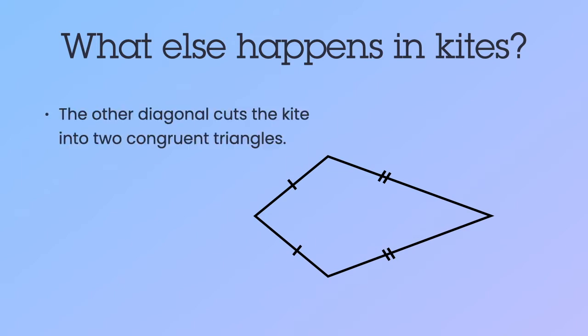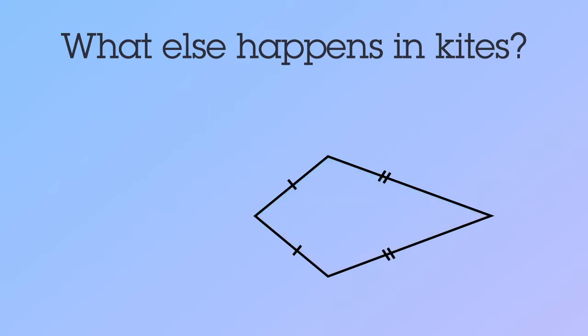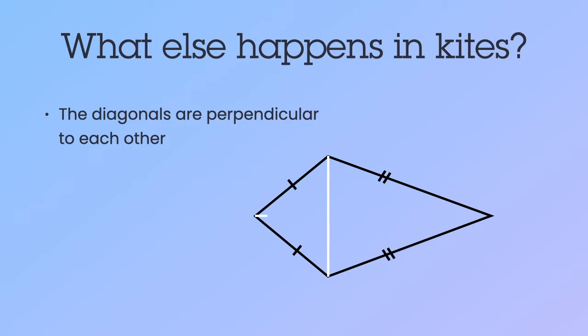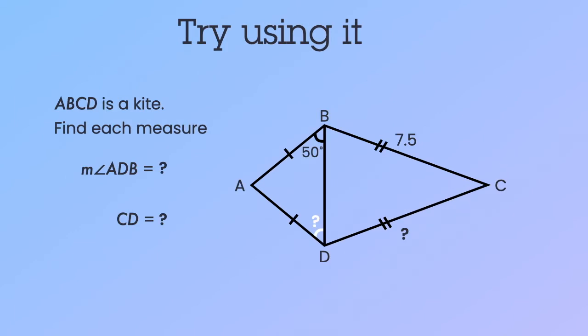If you draw the other diagonal, it cuts the kite into two congruent triangles. You can already see we have two sets of congruent sides marked. Then the diagonal we just drew is our third side. So these triangles are congruent by side, side, side. But something else we can look at when we draw both diagonals, they're perpendicular to each other. So there are all kinds of things that you can be asked about with a kite. Let's go ahead and try our first one.